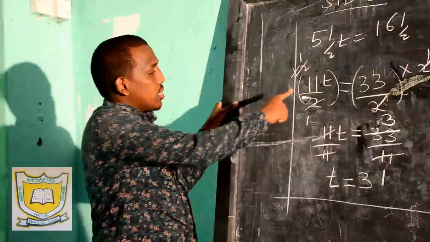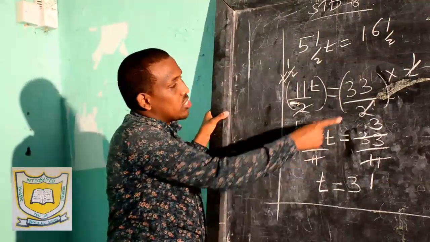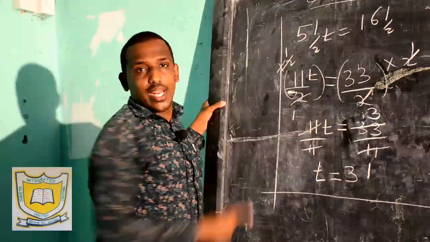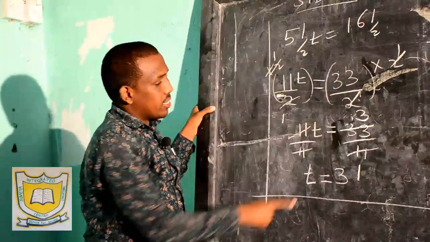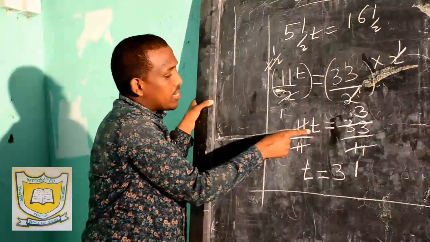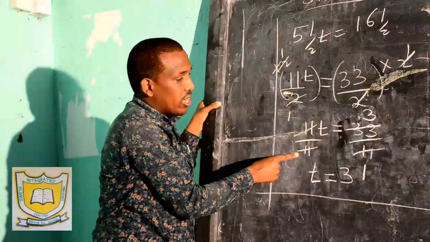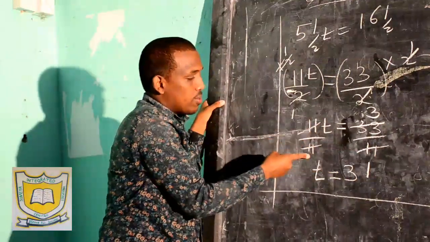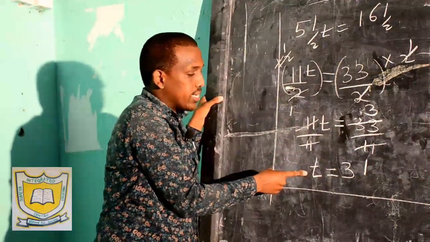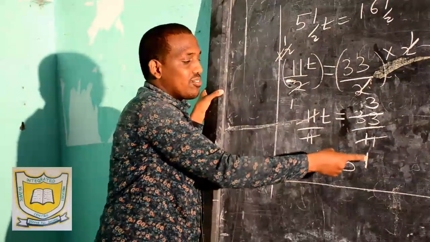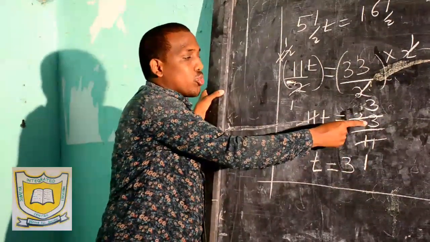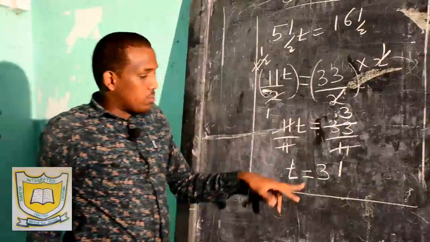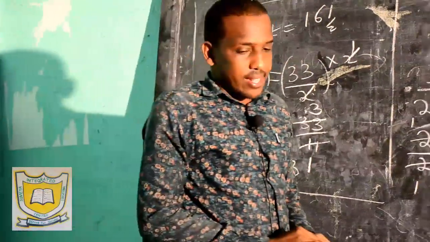So here remains 11t is equal to, now these two also cancel one another, so here remains 33. So 11t is equal to 33. Divide both sides by 11, 11 goes together. Here remains t. T is equal to, now 11 divided by 1 is 11. 11 goes into 33 3 times. So t is equal to 3.